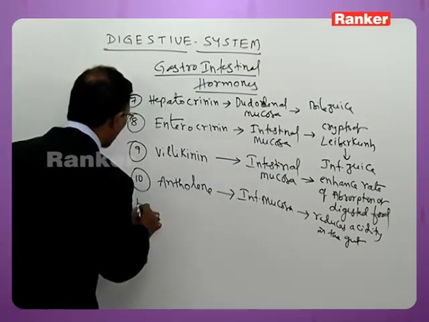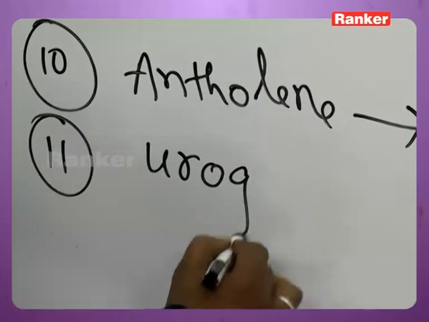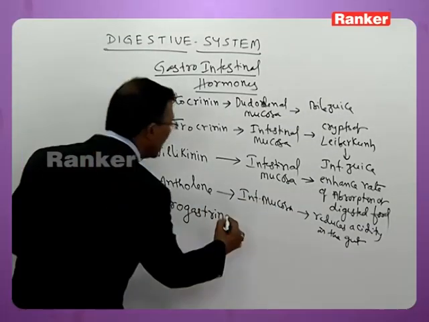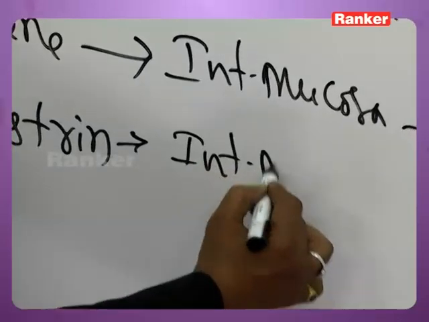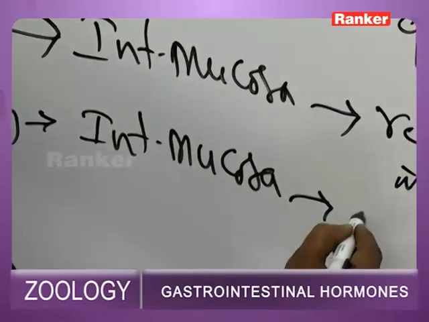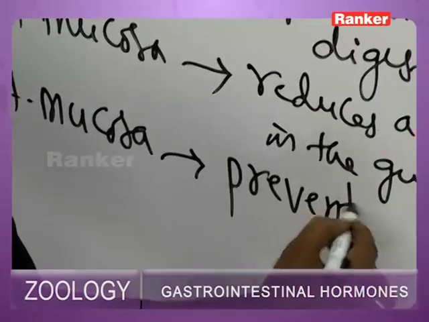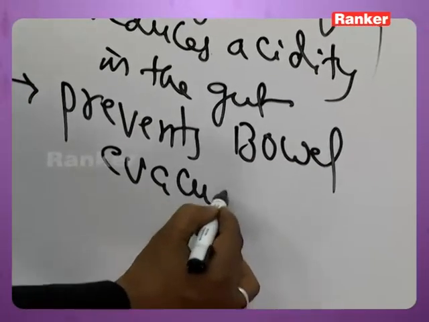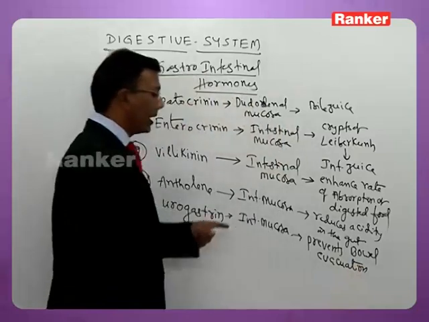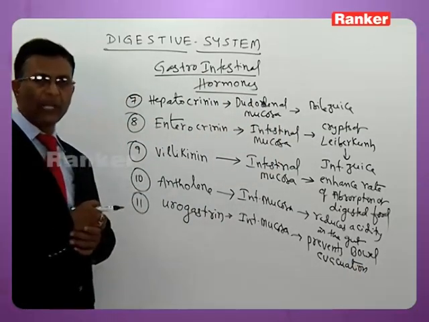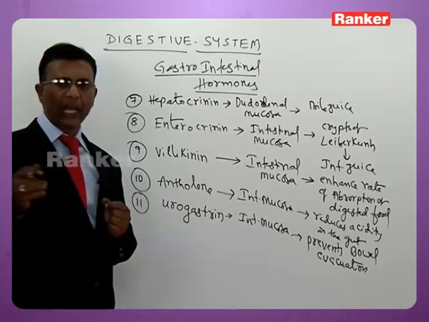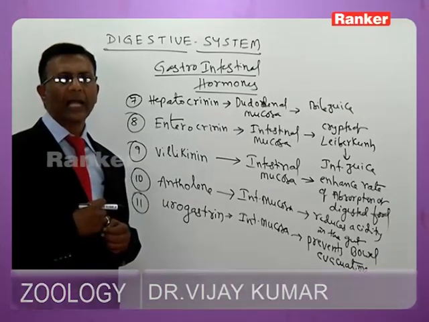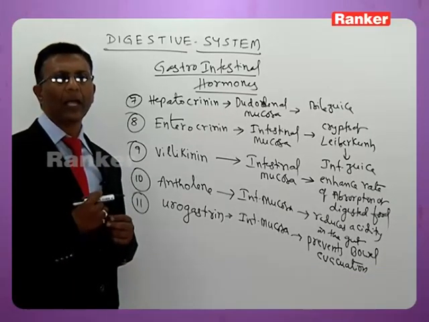Then next you have another hormone called urogastrin. This urogastrin is secreted by the intestinal mucosa. It prevents bowel evacuation. That is, unless the food is subjected to thorough digestion, it is not allowed to leave the gut in the form of solid waste by means of urogastrin. In a nutshell, you can say it helps in retention of food in the alimentary canal to facilitate thorough digestion of food.